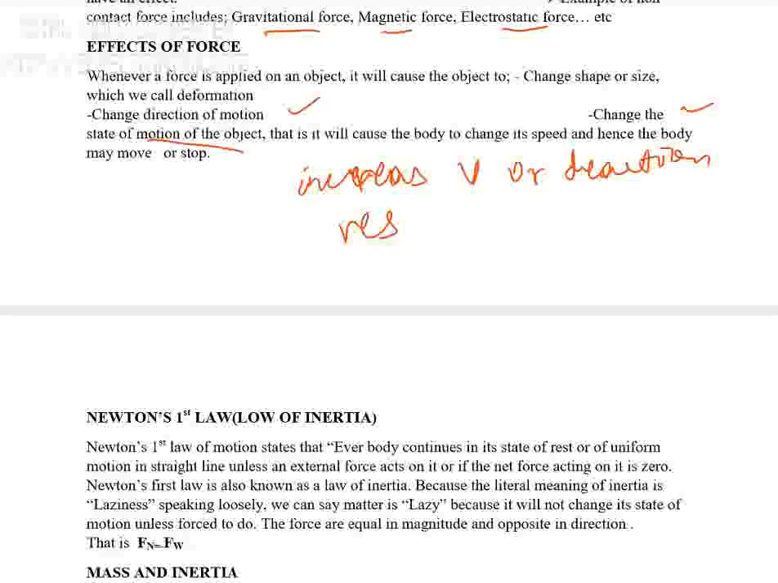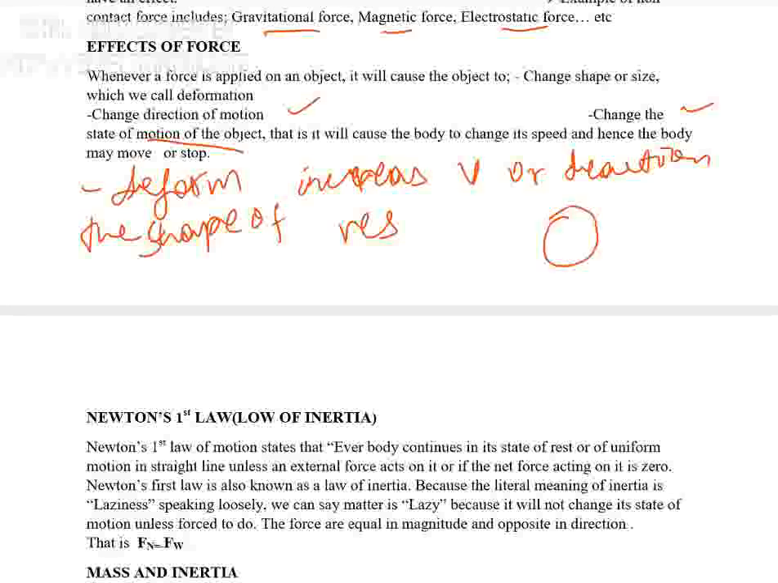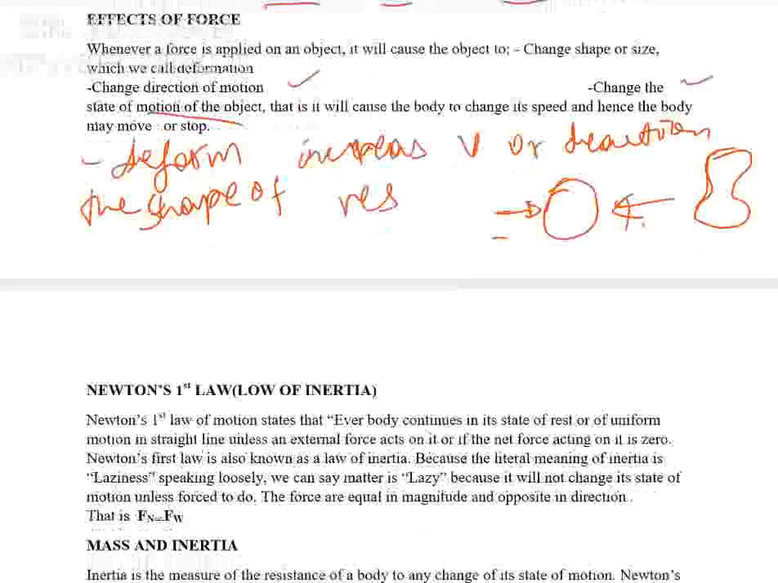And also it has another effect, which is that force can deform the shape of an object. When you exert two forces, for example, if you have some object, let us say this one is a balloon, and you exert a force in this direction and in this direction, the shape of this balloon is changed. Therefore, force can deform the shape of a body.